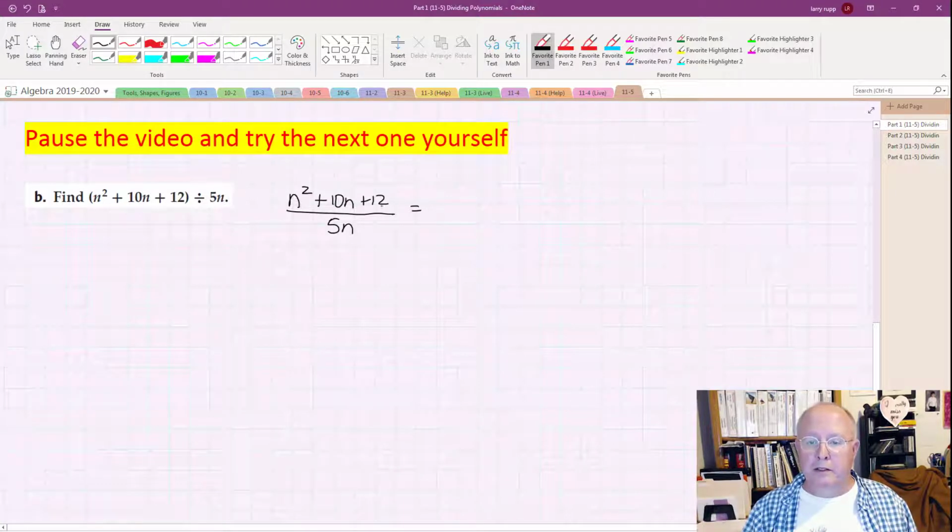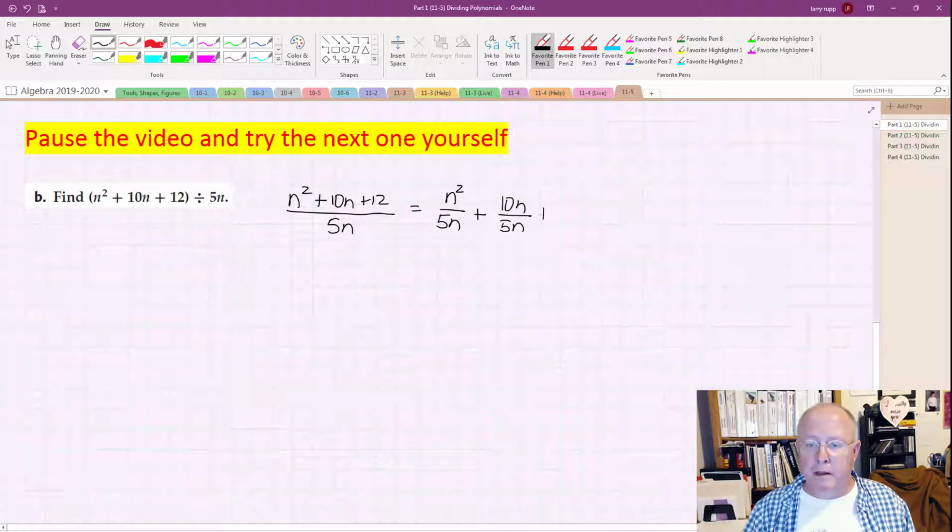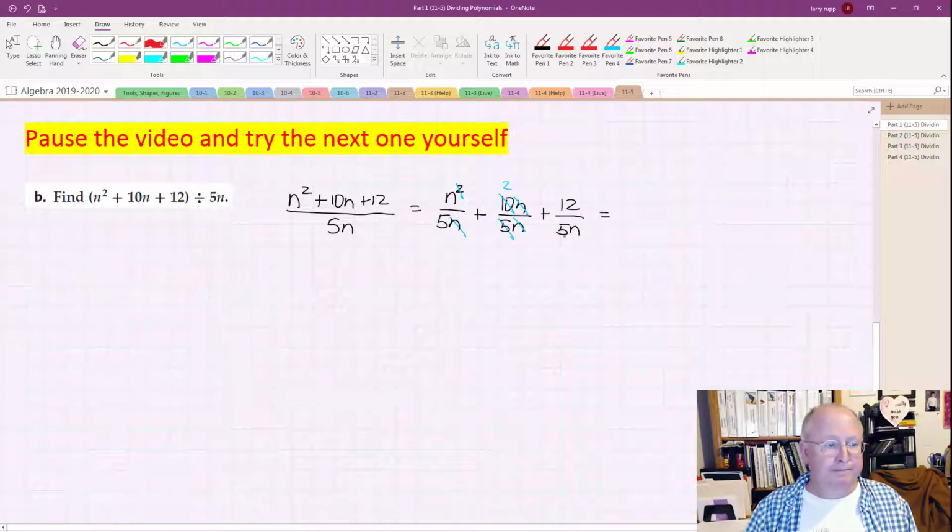Now, if you factored this polynomial on top into its factors, you're going to find that that doesn't help you at all. So you have to break this up into fractions over a common denominator. So n squared over 5n plus 10n over 5n plus 12 over 5n. We can cancel, right? Our favorite thing to do. So the n here cancels with the squared up there and leaves you just n. The 5 here cancels with the 10 and leaves you 2, and the n's cancel. And 12 over 5n, well, there isn't anything you can do with that, right?